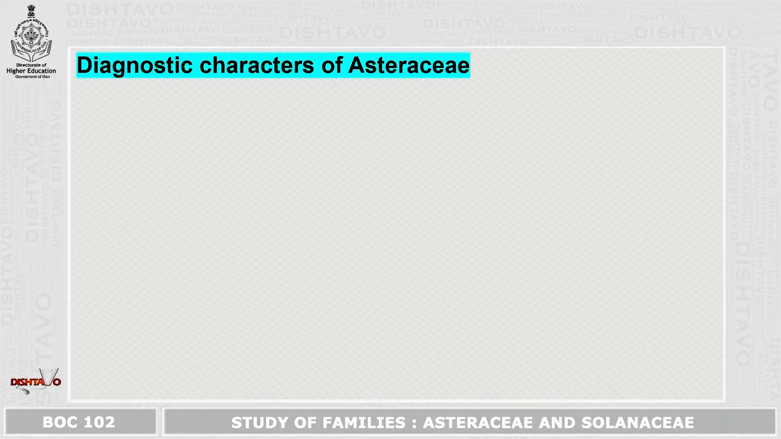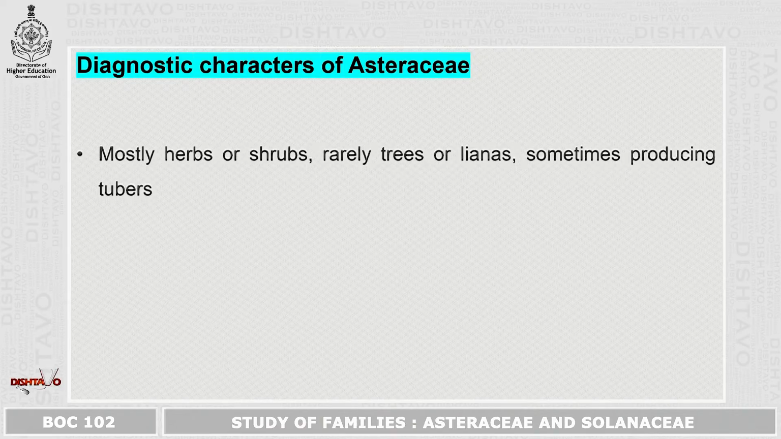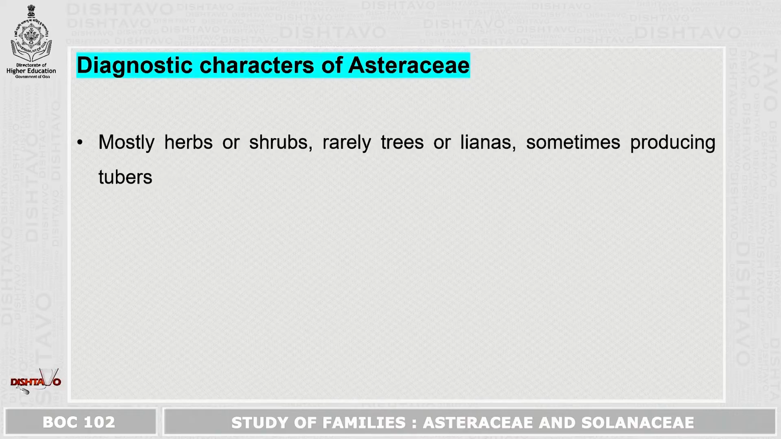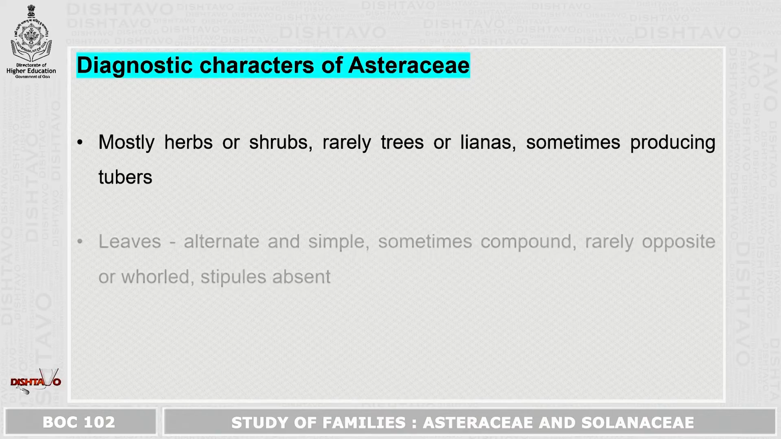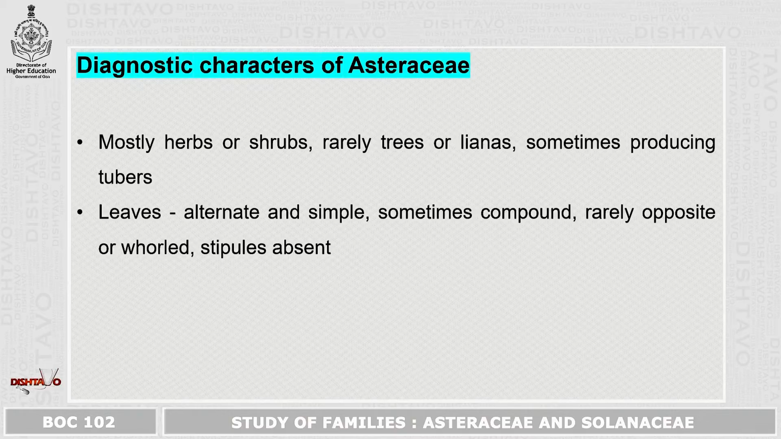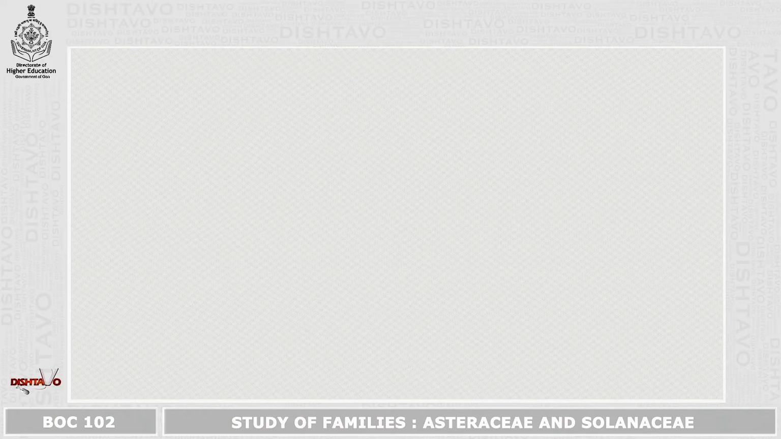Now we will start with the diagnostic characters of Asteraceae family. The plants are mostly herbs or shrubs, rarely trees or lianas, sometimes producing tubers. Leaves are alternate and simple, sometimes compound, rarely opposite or whorled, and stipules are absent.